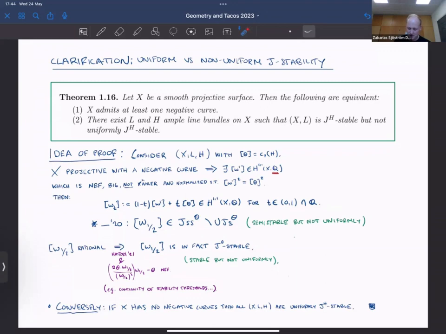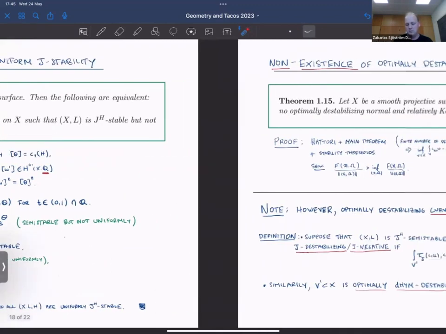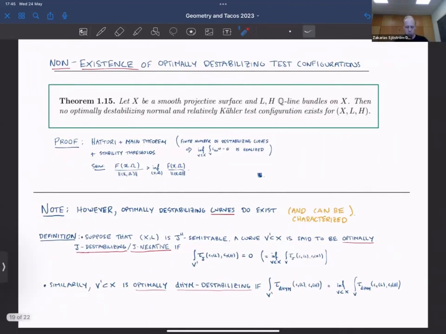And conversely, what happens if you have no negative curves? Well, then it's a standard argument, I believe, to see that you always have solutions to your equation, and you're always uniformly J-stable for all data. So either you have no negative curves and you're always uniformly stable, or you have these kinds of examples where J-stability is not equivalent to uniform J-stability. So, clarifying this to some large extent.